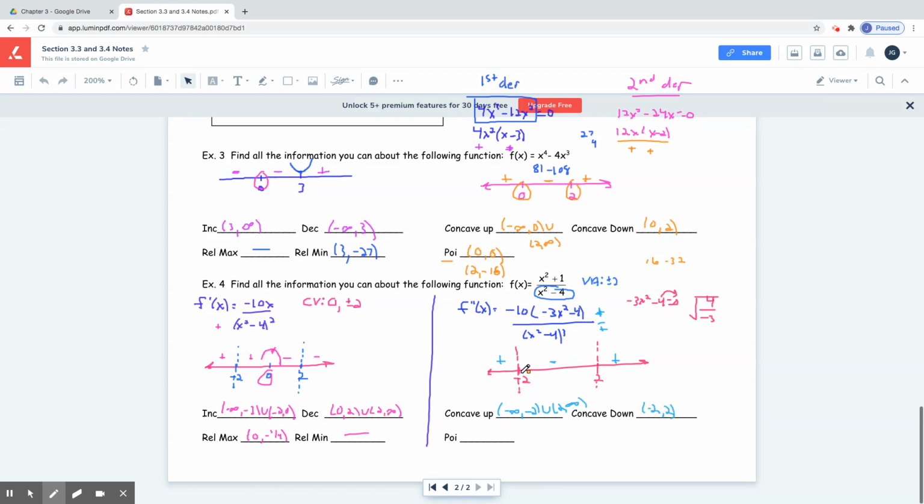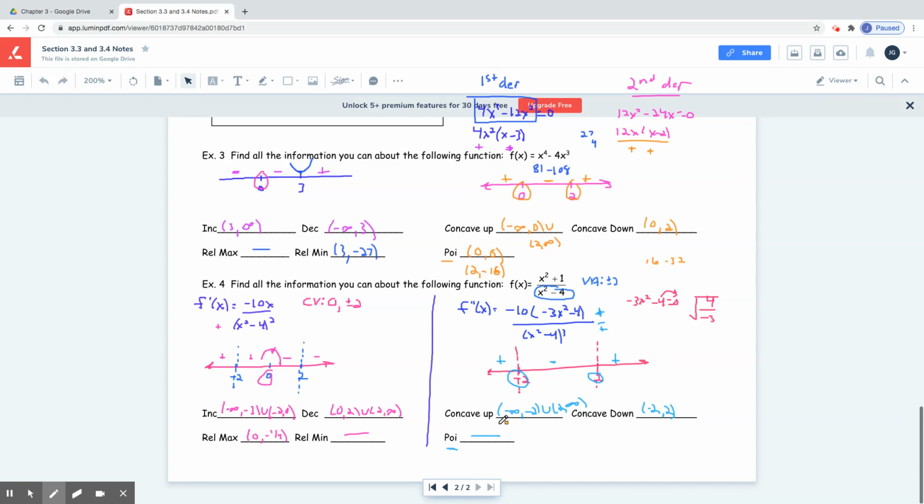Now, where does it change? Points of inflection. What do you think the points of inflection are? Well, it changes here and here, but they're asymptotes. So guess what? There is none. All right. There are no points of inflection.